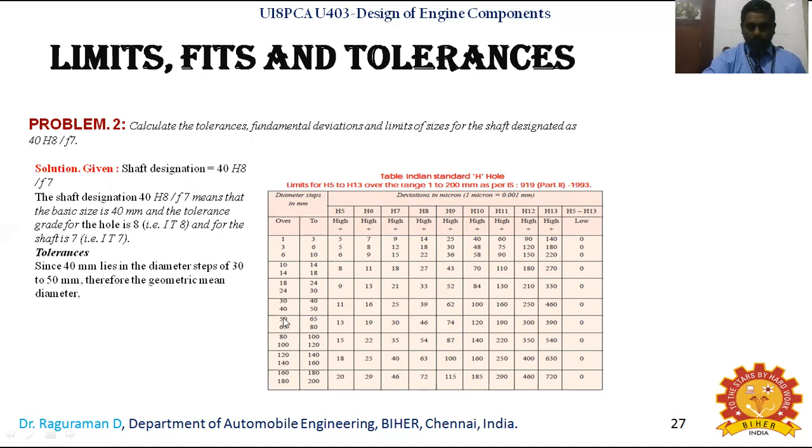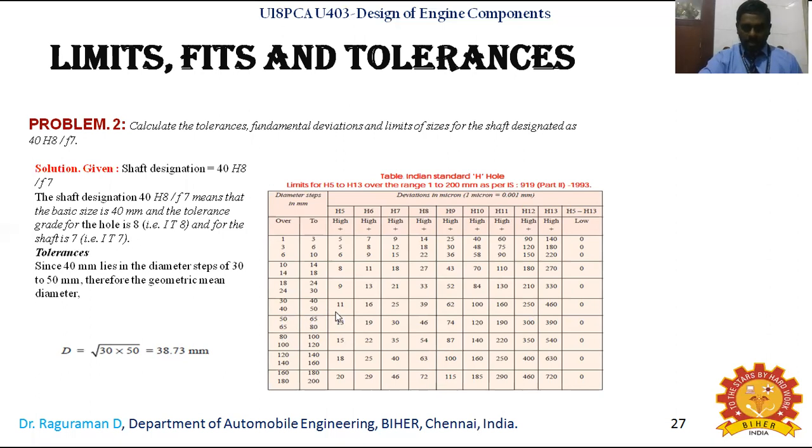Okay. So with the help of this, we are going to identify the required diameter. And you also have a formula: D equals square root of 30 into 50. That will be 38.73. So for the 30 to 40 range, it is here.